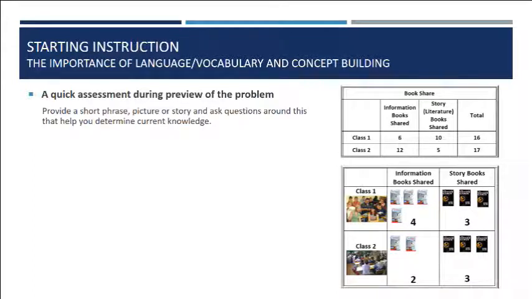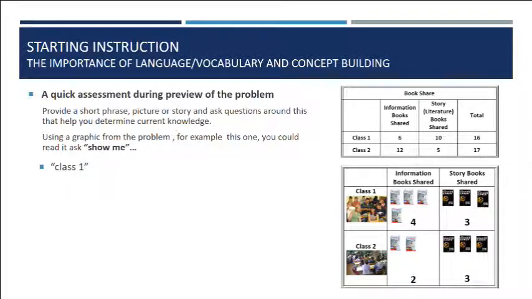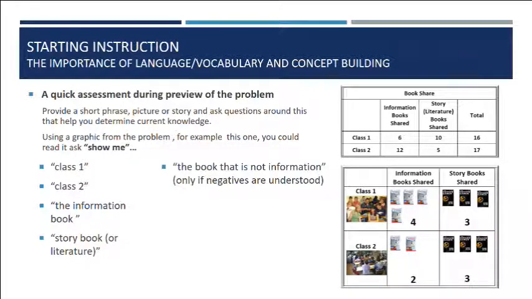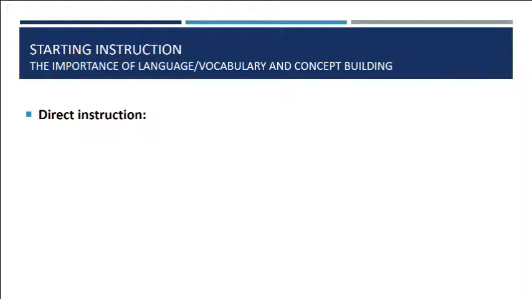Use a quick assessment. Very similar to what we did in ELA, a short phrase. Show me class 1. Or find class 2. Find information book. Find storybook. Find the book that is not information. So only use negatives if that's understood for the student. But it's going to give you information about what they know or don't know and what you may need to pre-teach as you're working towards this content. Show me a column. Show me a row. Find across. Find up and down. Use language that's familiar to your students.